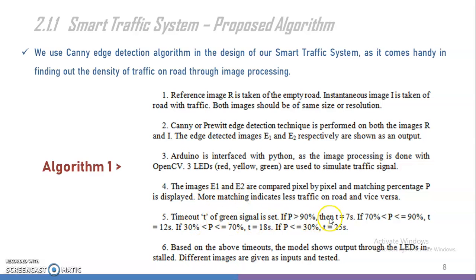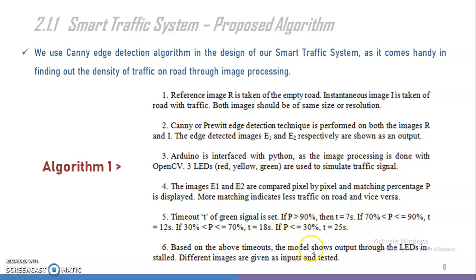And now the timeout of the green signal is set. It is dynamic timing: if the matching percentage is more, then the number of vehicles on the road is less, so we keep the green timing less. Here, if the percentage is greater than 90, it is 7 seconds. If it is 70 to 90, then 12 seconds, and accordingly like that. It increases if the number of vehicles on the road is more, so that they can pass in that amount of time without causing any wastage of time.